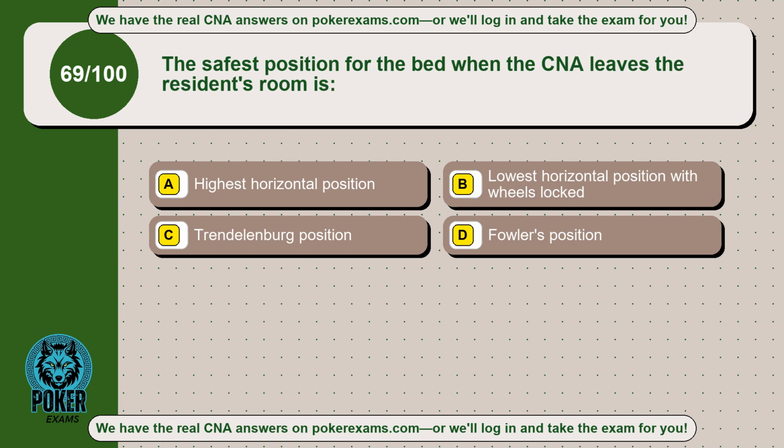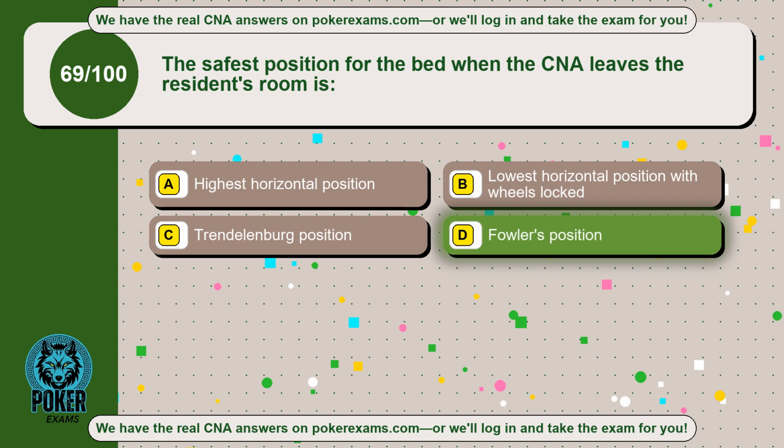Question 69. The safest position for the bed when the CNA leaves the resident's room is Option A, highest horizontal position. Option B, lowest horizontal position with wheels locked. Option C, Trendelenburg position. Option D, Fowler's position. The correct answer is option D, Fowler's position.